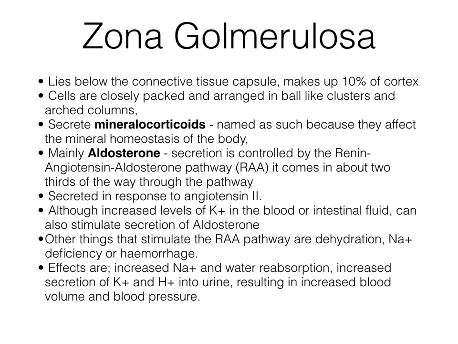Aldosterone secretion is controlled by the renin-angiotensin-aldosterone pathway, and it comes in about 2/3 of the way in response to angiotensin II. Therefore, anything that stimulates the RAA pathway stimulates aldosterone activity. Stimuli could be dehydration, sodium deficiency, or hemorrhage. However, increased levels of potassium ions in the blood or interstitial fluid can also stimulate aldosterone production.